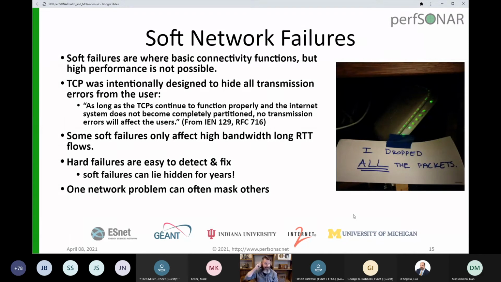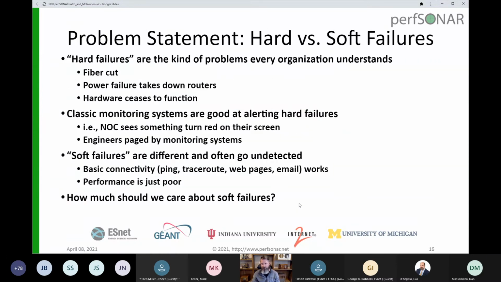Again, TCP is designed to hide these kind of failures from the end user. That's actually part of the whole design of TCP. And these kind of failures can sit around for a really long time because the network is quote unquote working. There's connectivity, I can ping the other end, I can do a transfer, it might not be good, but I can get there. So soft failures are the kind of things that really inhibit science data transfers and the kind of things that can really cause users to maybe lose faith in the network or maybe prevent them from even being able to do the kind of research they need to do.